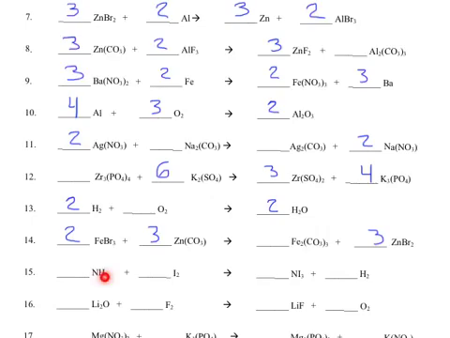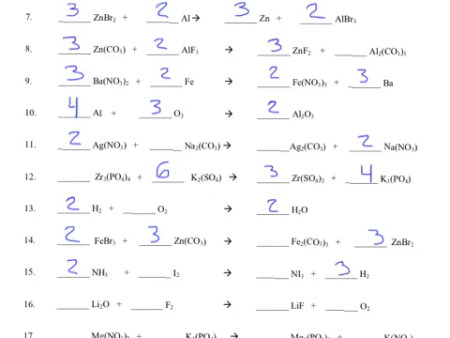Next one. Let's see. I've got 3 H's here and I've got 2 H's here. You know what? That's an odd even problem, so I'm going to put a 2 here. In doing so, I give myself 2 times 3, 6 H's. What times 2 equals 6? Well, I think by now we know the answer is 3.